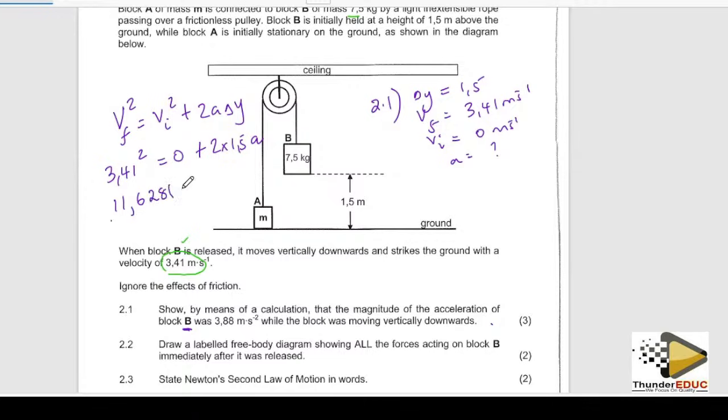that's going to give me 11.6281, which is equal to 3a. Then I'll divide both sides by 3. And then what is my a? My a is 3.876. When I round it off, I'll get 3.88 meters per second squared. Okay, so that is how I would go about answering 2.1.